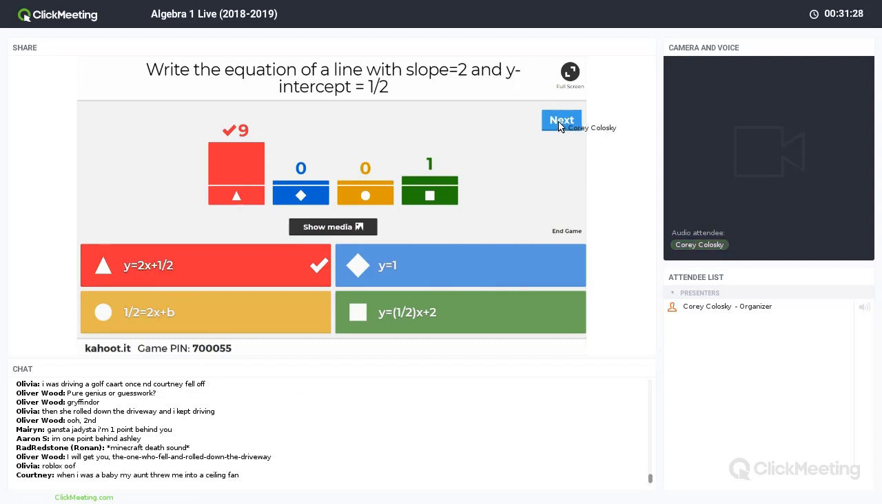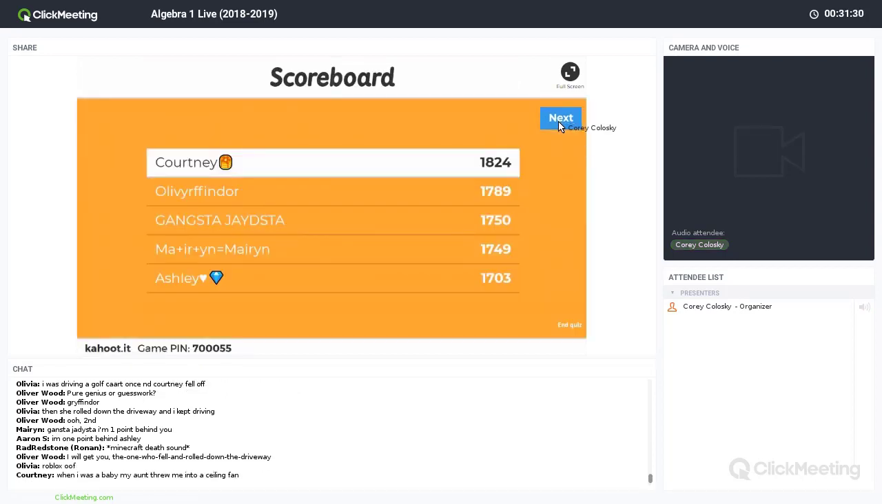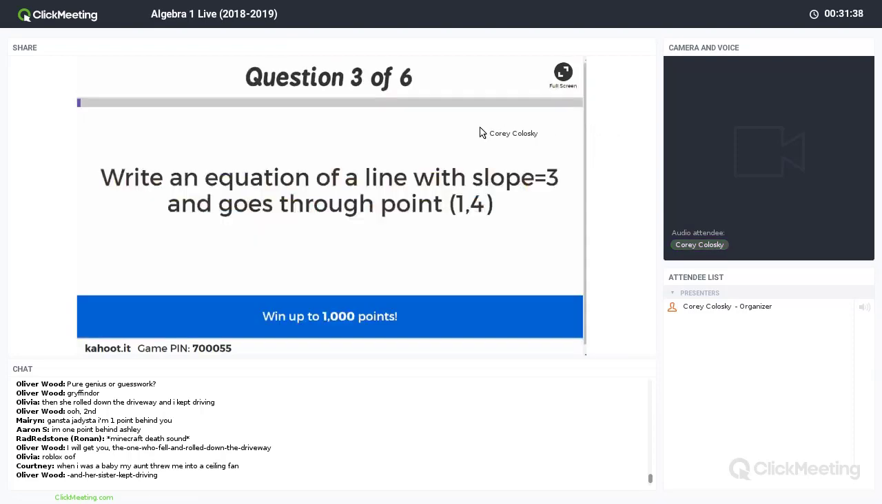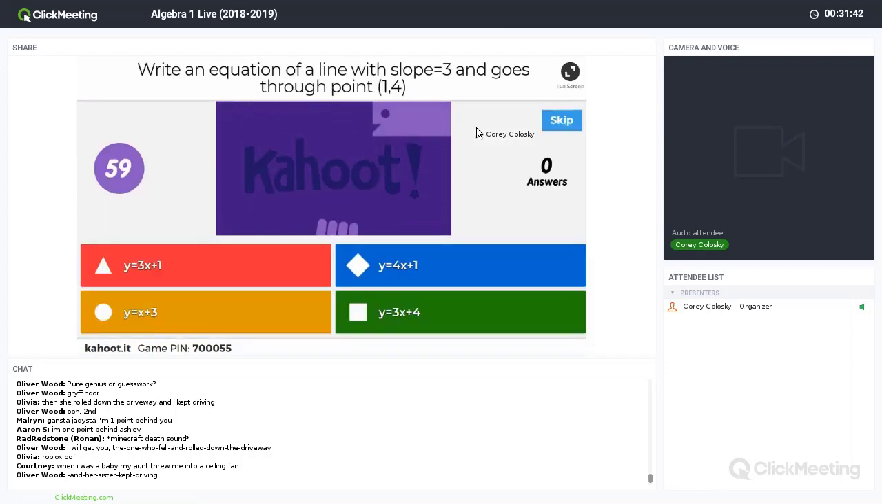All right, so next question. And by the way, very close scores. Good job to everyone. Got Courtney, Oliver, Jadester, Marin, and Ashley. Okay, question 3. This is level 2 now. Write an equation of a line with slope of 3 that goes through the point (1, 4). I gave you guys a minute. Hopefully that's enough time.